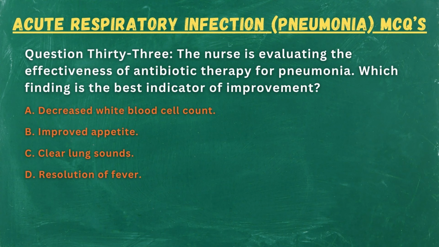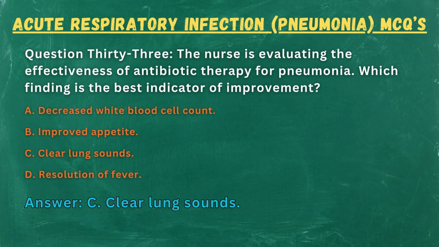Answer. B. Respiratory rate. Question 33. The nurse is evaluating the effectiveness of antibiotic therapy for pneumonia. Which finding is the best indicator of improvement? A. Decreased white blood cell count. B. Improved appetite. C. Clear lung sounds. D. Resolution of fever.